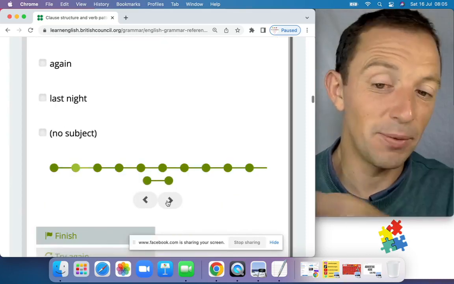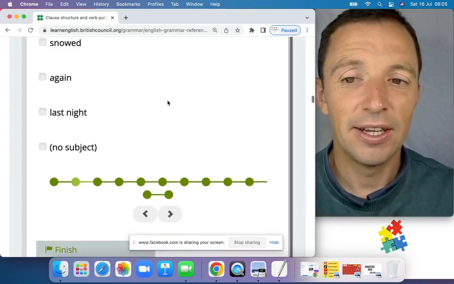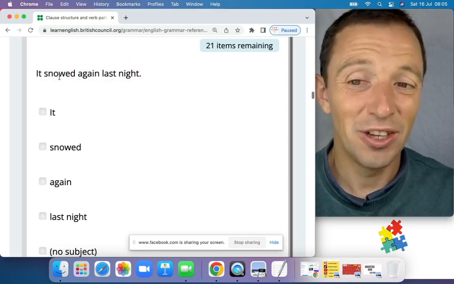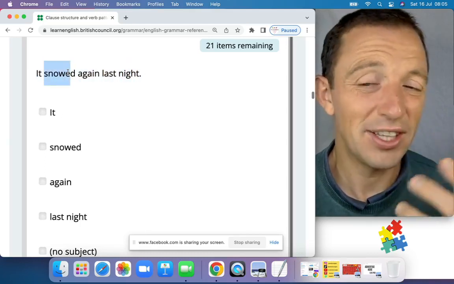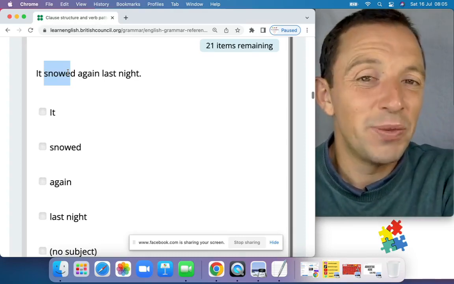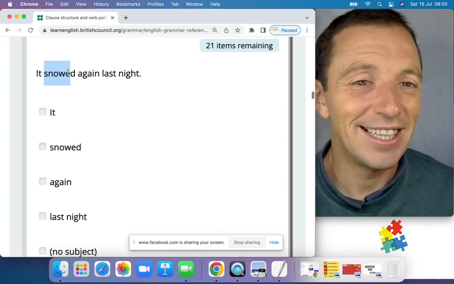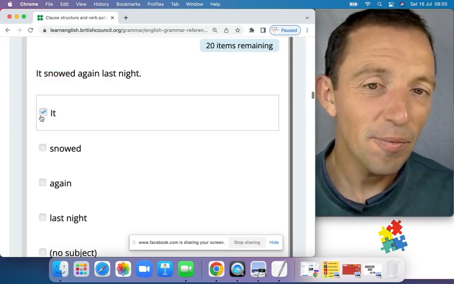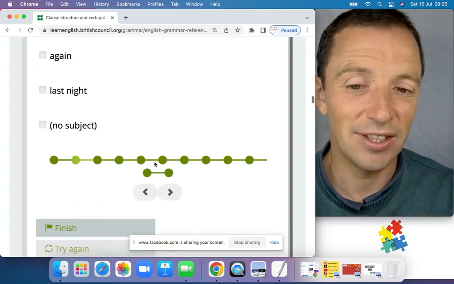Okay, next, obviously we have a lot of exercises here. Subject again: it snowed last night. So the verb is to snow, it's related to the weather. Generally there's no subject, but when there's no subject we need to insert the dummy subject, and the dummy subject is it. And that's good, and that's correct, and that's nice as well.